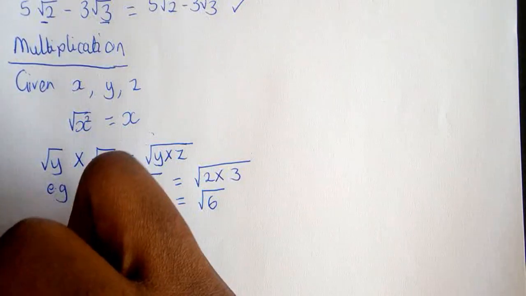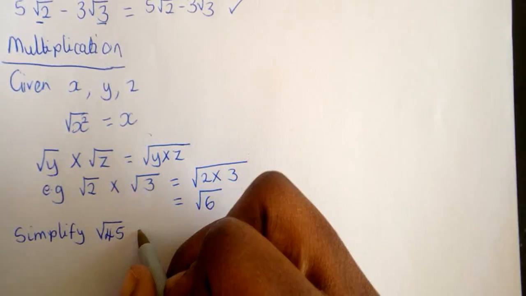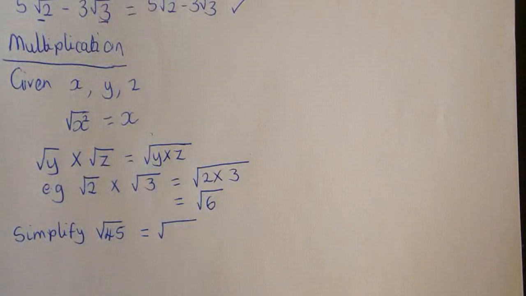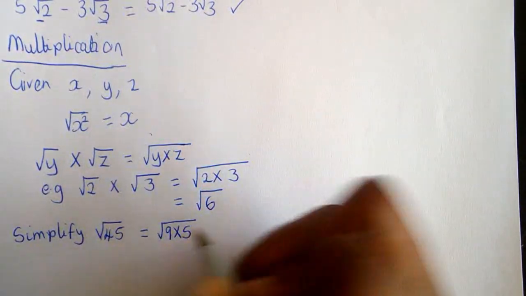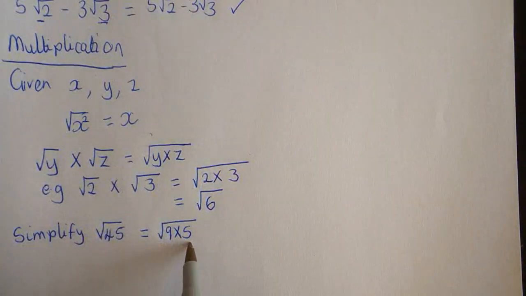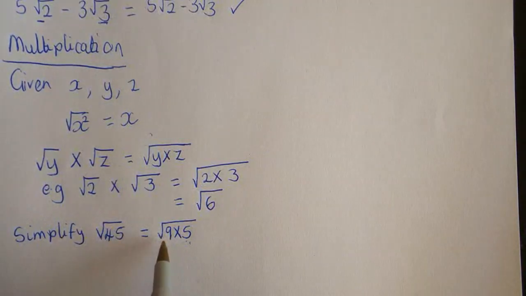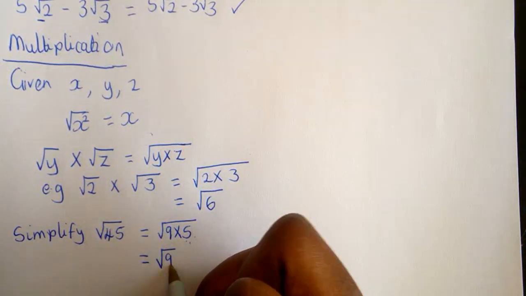If we say simplify root of 45, what is the square root of 45? We should first look for the factors of 45 that include one number being a square of another number. So we can try 9 times 5. Since we said the square root of a product of two numbers is equal to the product of their square roots, this is equal to the square root of 9 times 5, which is equal to the square root of 9 times the square root of 5.